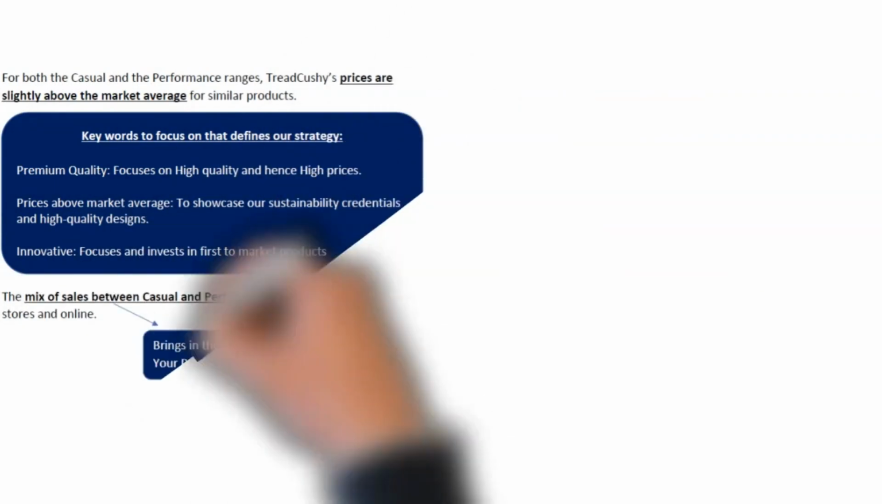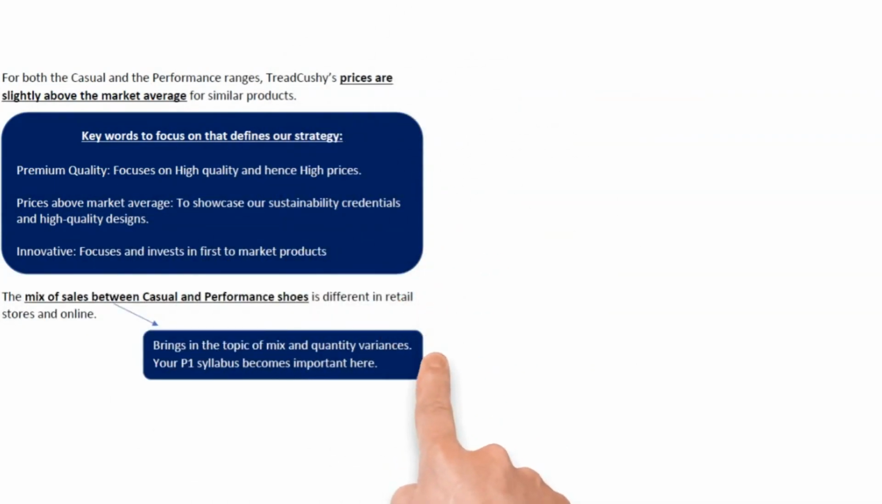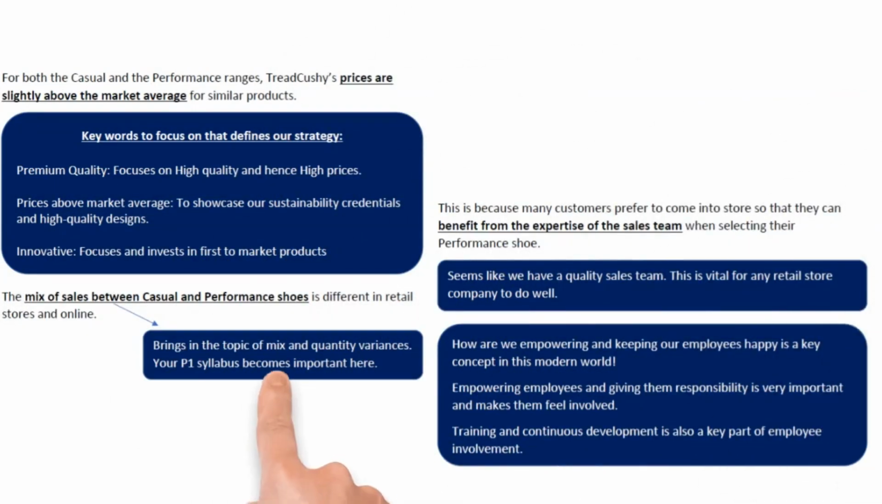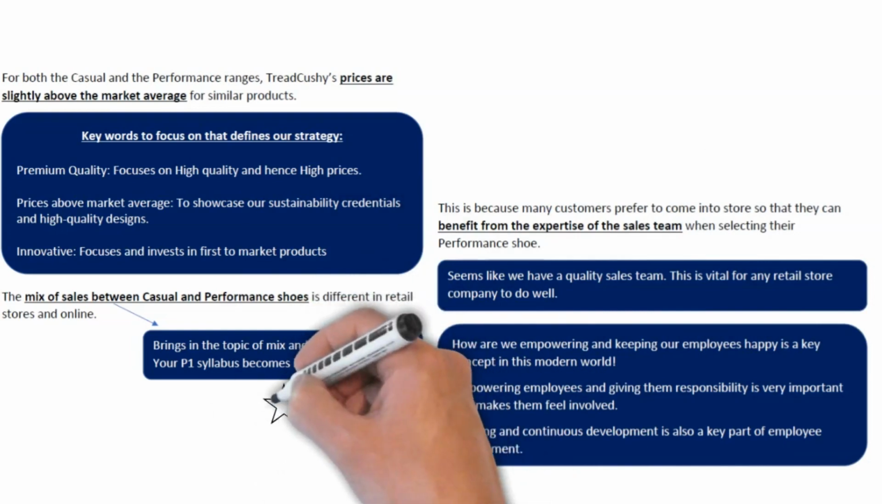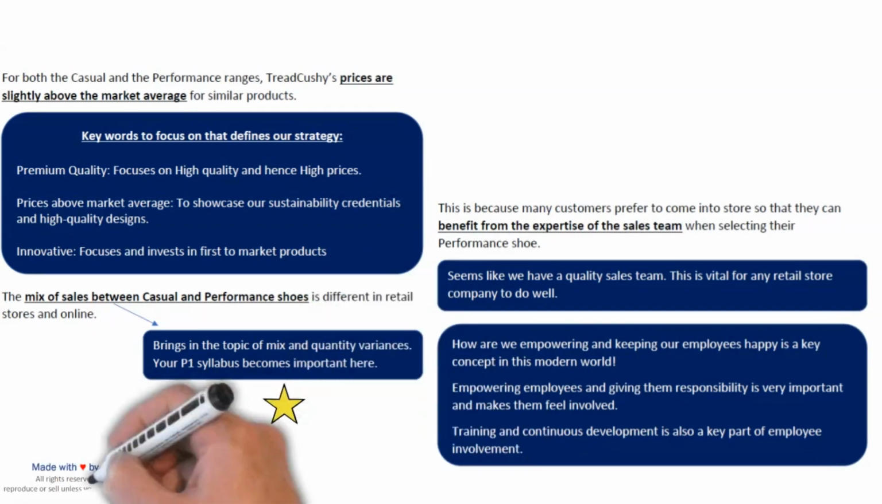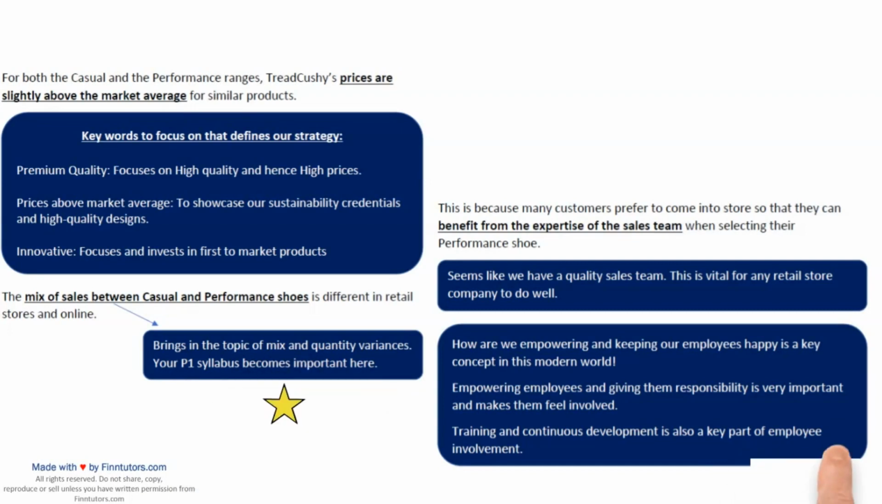So for both our casual and performance ranges, TreadCushy's prices are slightly above the market average for similar products, which means we are using all these different kinds of sustainable material from different sources. So obviously it's going to be a little bit costly for us. And because it's costly for us to meet this brand image, we have to charge a little bit higher, and that has been evidenced over here.